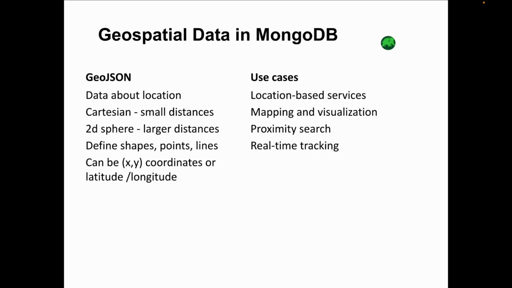We also have some use cases. MongoDB's geospatial capabilities have numerous applications. We can build location-based services, create interactive maps and visualizations, perform proximity searches, and enable real-time tracking of assets. By leveraging geospatial data in MongoDB, we can build powerful applications.